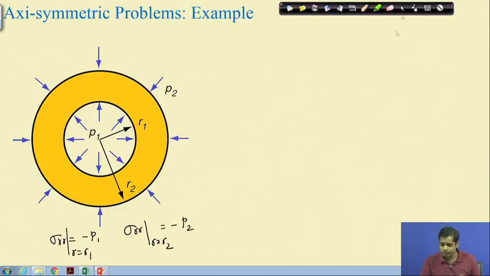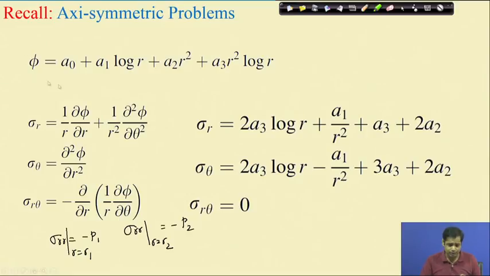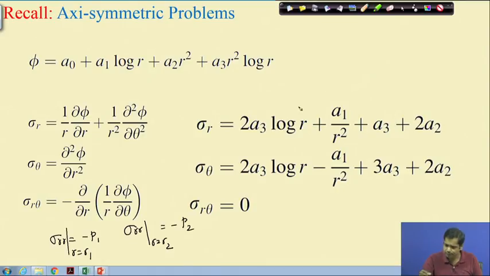If you go back to the previous slide, this is our stress function, and the corresponding sigma r is this. Now, suppose we do not take the logarithm term, which means we make A3 equal to 0. We have to start with some assumption of the stress function, so let us make a simple assumption: A3 is equal to 0. So this term will go, and essentially we are left with this term and this term.